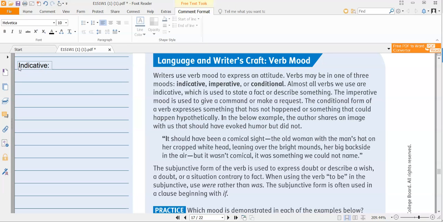Indicative means to state a fact or describe something. Then we have imperative, which is used to give a command or make a request. Makes a demand or request. And then finally we have conditional. Conditional verbs express something that has not happened or something that could happen hypothetically.